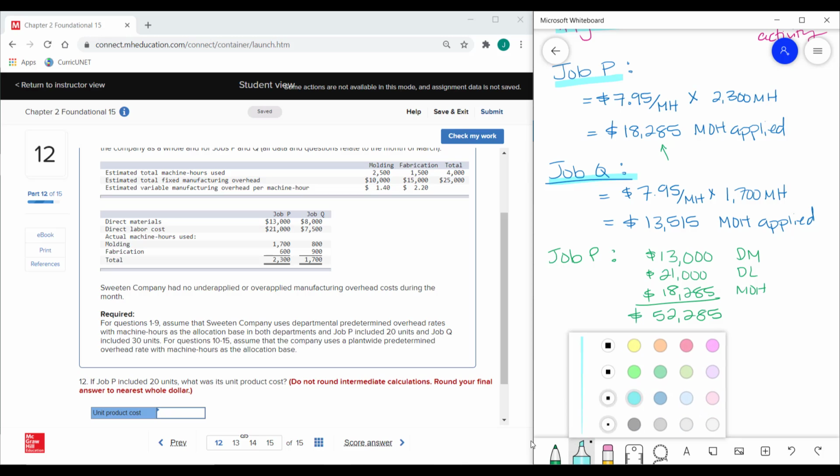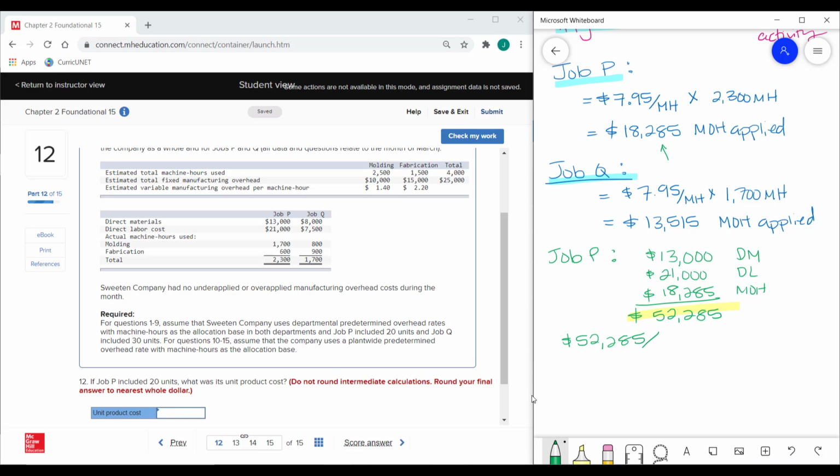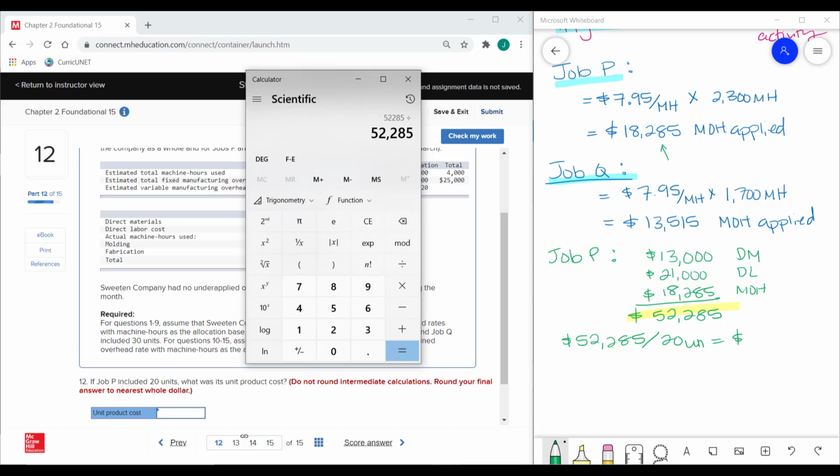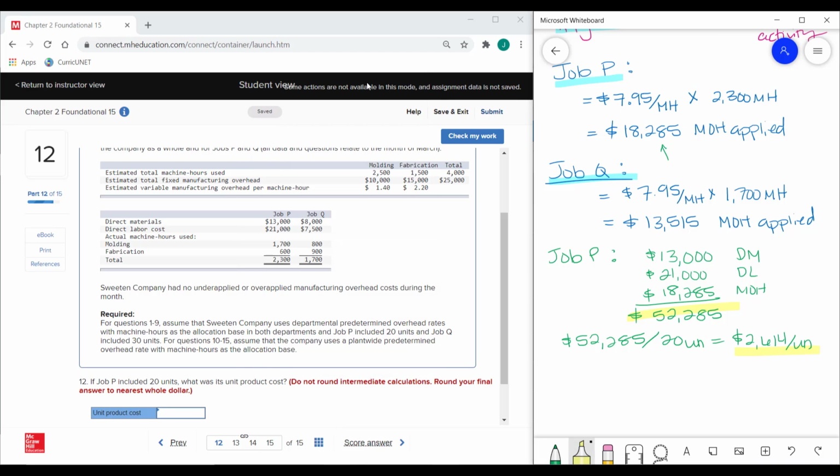Now, this question is asking us, however, not what the total cost is of job P overall, but what the cost would be of each unit within job P. So how do we do that once again? We just take the total cost of the job and divide it by the number of units within that job, which they're telling us is 20 units. So what does the total cost per unit come out to? We're going to divide that cost of $52,285 by 20 units. We'll round that to the nearest dollar. That's $2,614 per unit. So on average, that's what each unit within job P was costing us to produce.